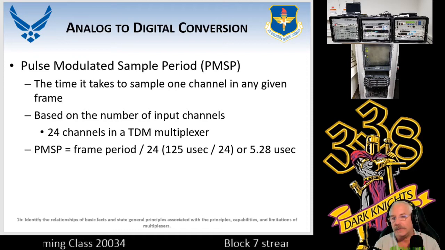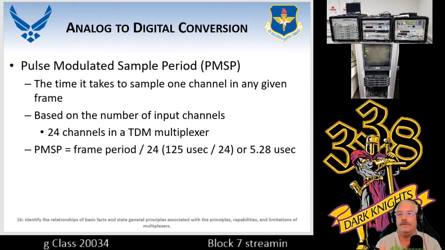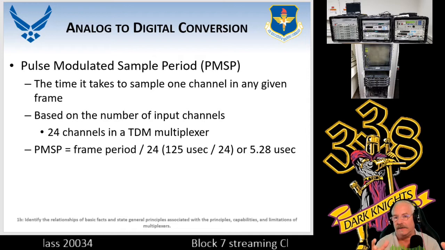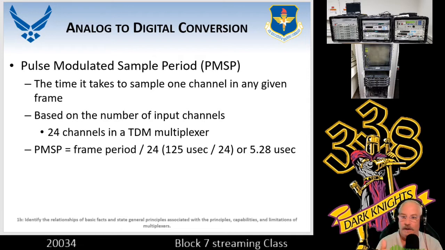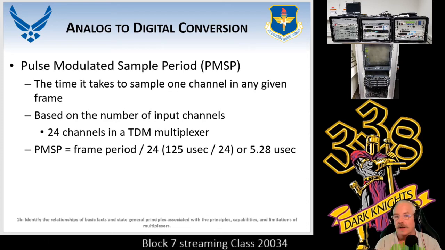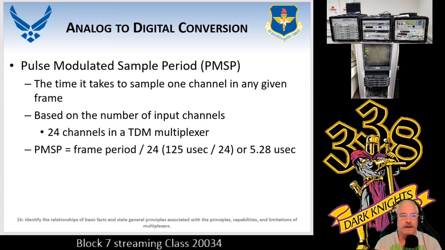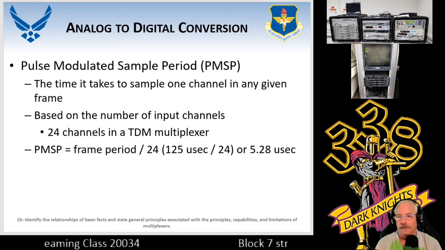So in our case, we use the standard of 24 channels in a multiplexer. That's the standard. There are less, like I told you before, the FCC 100 had 16, and there's others that might have like 50 or 60. There's crazy amounts out there. But again, we look at the standard here, 24 channels in a multiplexer. So in order to get PMSP, we take the frame period and divide it by the number of channels in there.